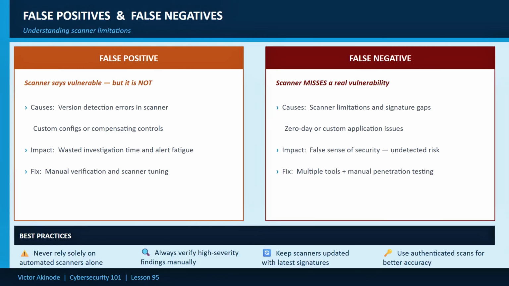And lastly, use authenticated scans whenever possible for better accuracy, and document known false positives to reduce noise and wasted effort. Scanners are powerful tools, but human expertise and judgment remain absolutely essential. A skilled security analyst with a scanner beats an automated scanner alone every single time.